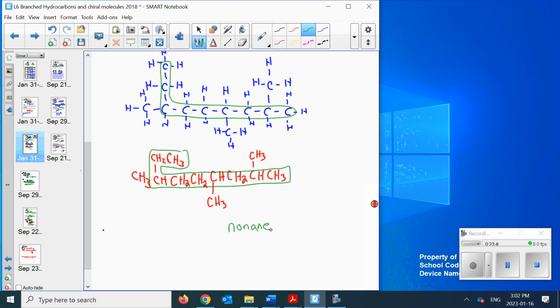Now, the attachments in this case are all methyls again. So which way will we number it? We give the smallest numbers. So if I think of it as 1, 2, 3, 4, 5, 6, 7, 8, okay, I have a 3, 6, 8. If I numbered it the other way, I go 1, 2, 3, 4.